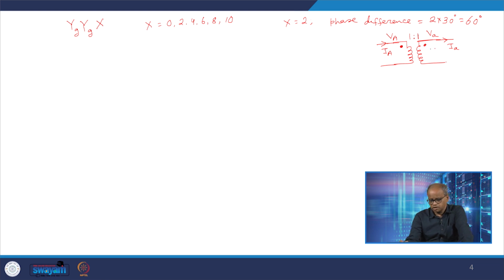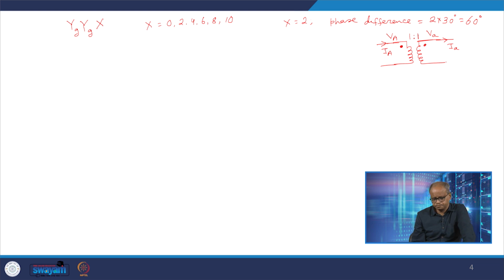We need to be careful here on the primary side. When you are talking about the current, the current entering one dot terminal would be in phase with the current leaving that dot terminal. So, that is most important. This we need to remember. So, IA which is entering the dot at the primary side would be in phase with the current IA which is leaving the dot on the primary side.